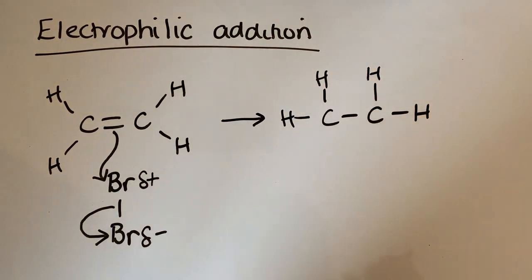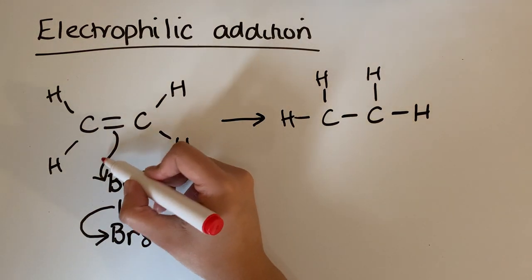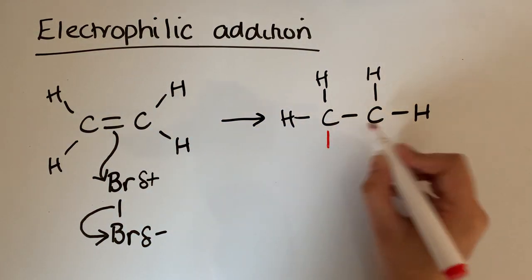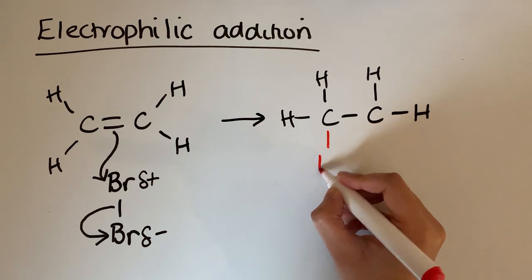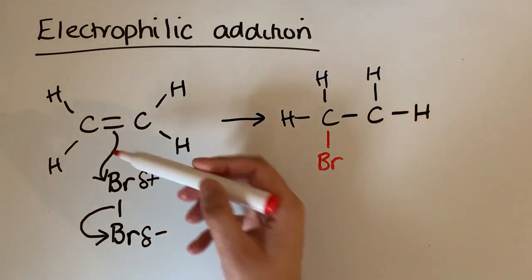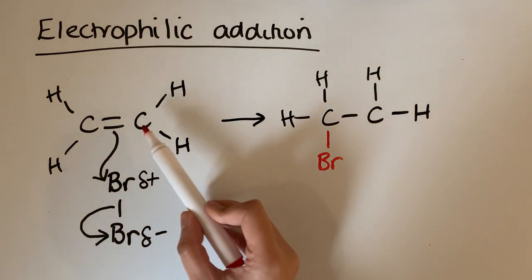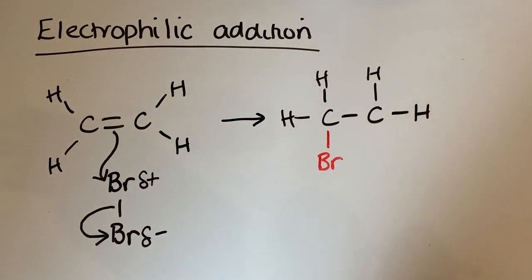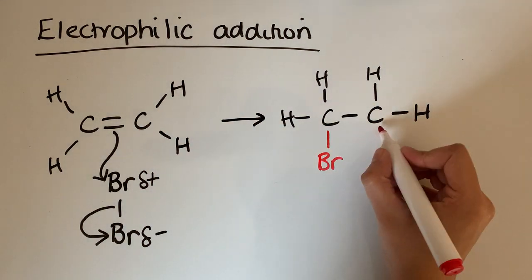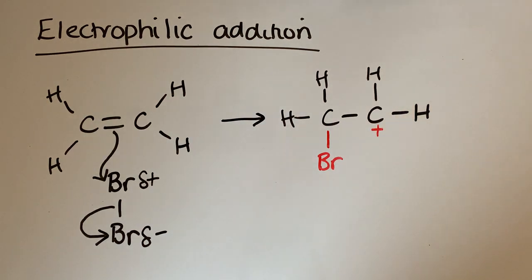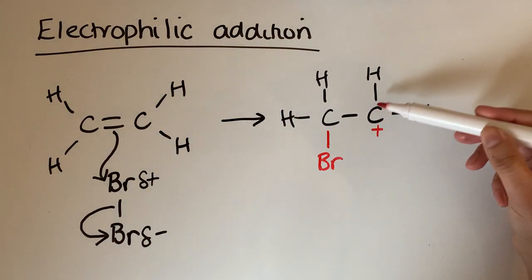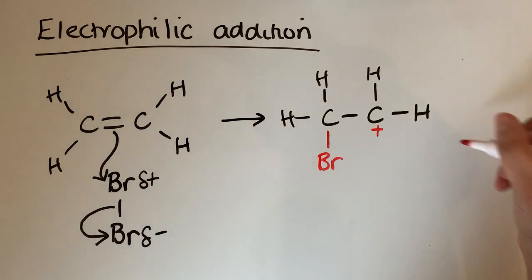So I'm going to show the new bond in a different colour pen. That movement there has formed a bond. As I said, it doesn't matter which carbon you pick in this case. And it's formed a bond between that carbon and that bromine there. That means the other carbon is missing some electrons, so it's got a positive charge. And we call this carbon here a carbocation.